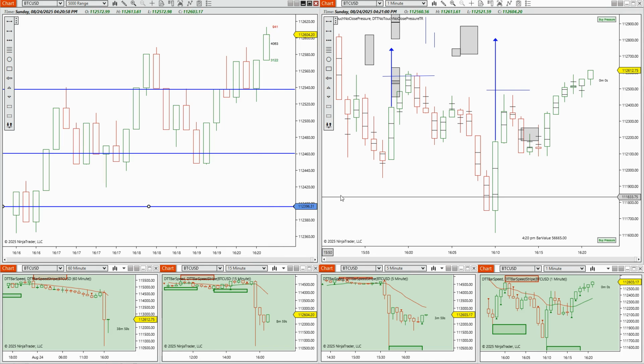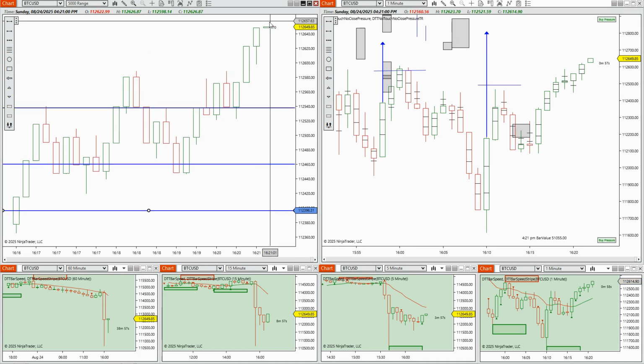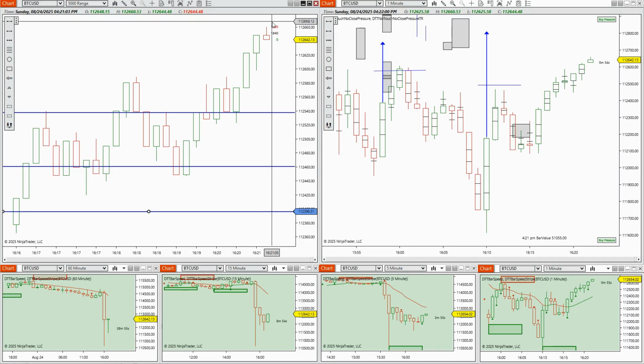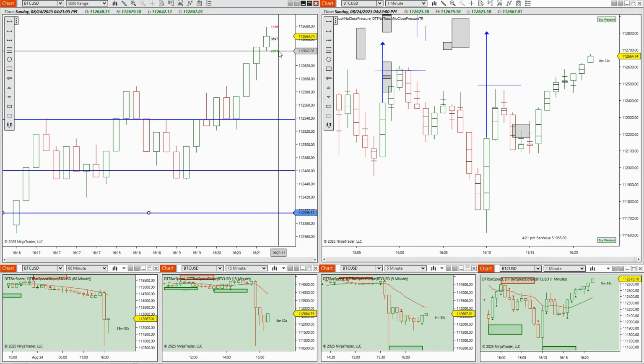All right, so now I don't want to keep moving these lines. They might slow down after this bar. You might get a red one. If, let's see.